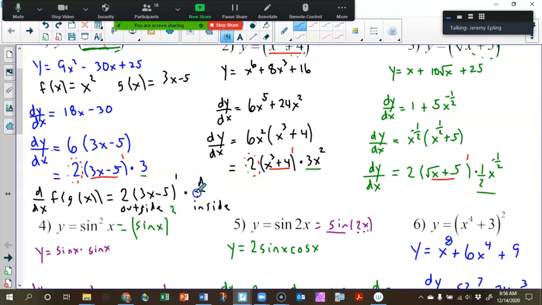So the derivative with respect to x of 3x minus 5. And the derivative of 3x minus 5 is going to be 3. And that's what we did in all 10 of those problems. That's our chain rule. The derivative of the outside times the derivative of the inside.